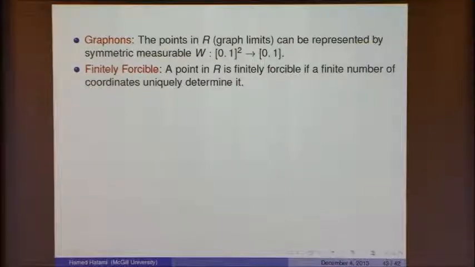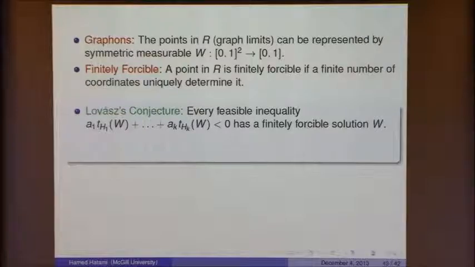Suppose I have this long list of numbers, the profile of a graph, and I tell you a few coordinates, say edge density and density of the 4-cycle. That might determine the whole sequence. For example, we know that's the case for limits of random graphs. If I know the edge density of a graph limit is half and the 4-cycle density is 1/16, then I know this corresponds to the W which is just the constant half function, which is the limit of random graphs, for example. So that's finitely forcible.